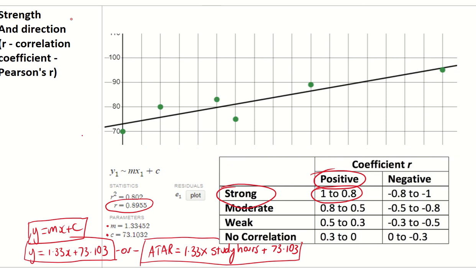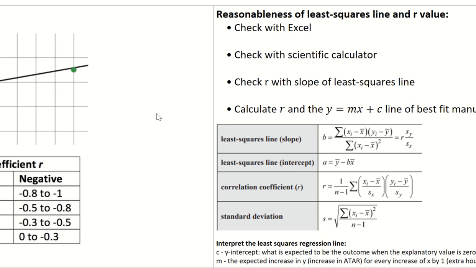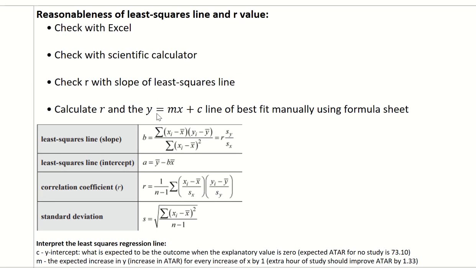So we should be pretty happy. We've got a number, this R value, 0.8955, to satisfy our strength and direction. But you may be thinking, hey, that was a bit too easy. I just pressed a few buttons on Desmos. Do I need to do anything else? Well, you do have some options of things that you can do to check the reasonableness of it and possibly get some more grades on your PSMT.